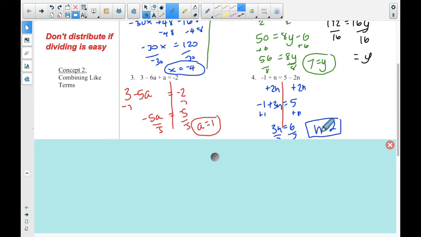All right, neither one of those was a difficult problem. I just wanted to show you the difference in how you do it between if they're on the same side as each other versus if they are on different sides from each other.